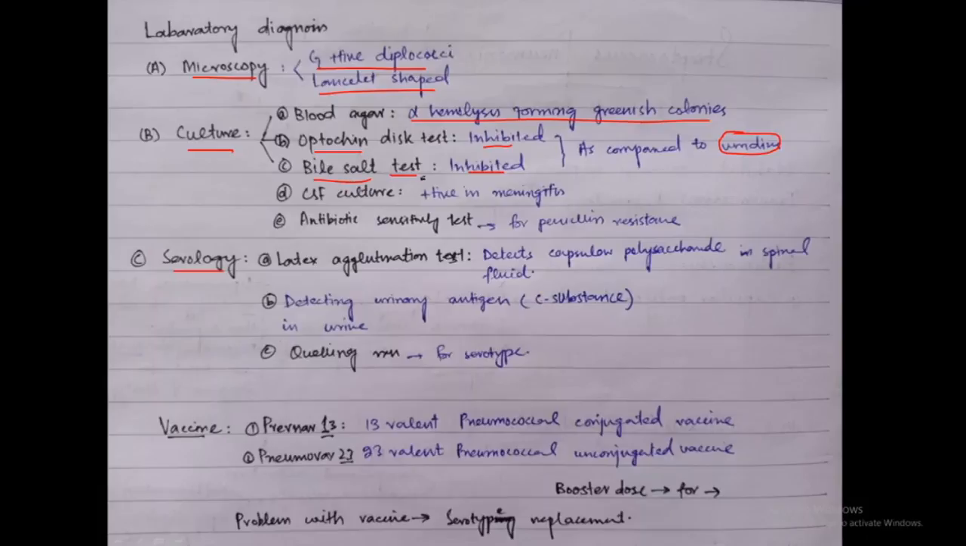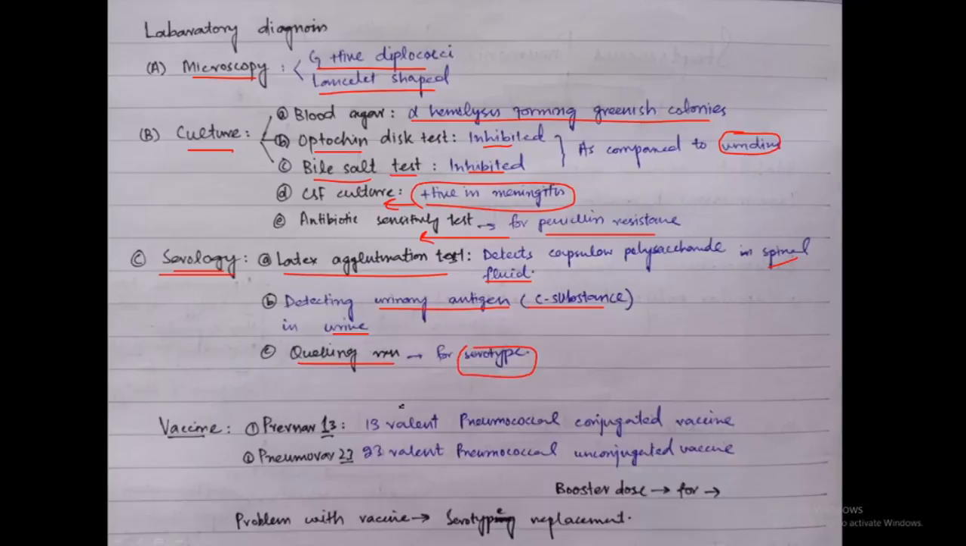If we suspect meningitis due to Streptococcus pneumoniae, we can also do CSF culture. And for penicillin resistance, we can do an antibiotic sensitivity test. Now, if you want to diagnose through serology, we can do the latex agglutination test, which detects capsular polysaccharide in the spinal fluid. We can also detect the urine antigen, which is usually the C substance in the urine. We can also do the Quellung reaction for the serotype.